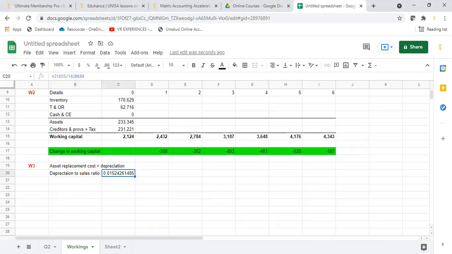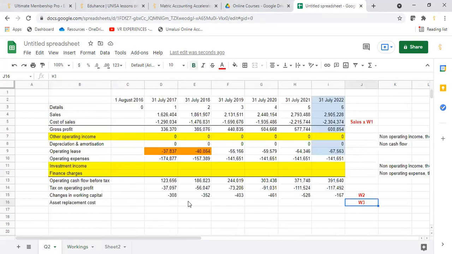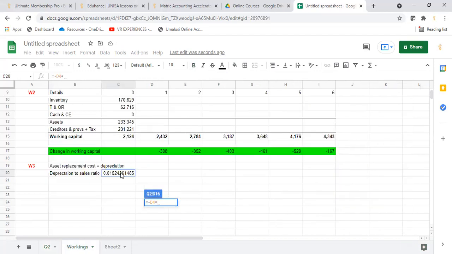Okay, so that means asset replacement cost is going to be sales times the depreciation to sales ratio. So this over here, asset replacement is going to be sales times working 3. Working 3 is the ratio. Okay, so this is equal to sales multiplied by the depreciation to sales ratio.